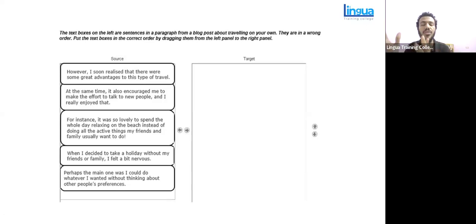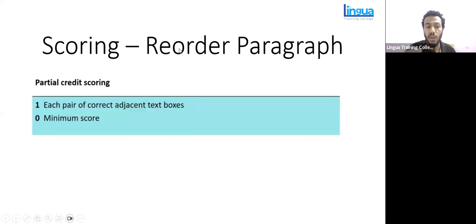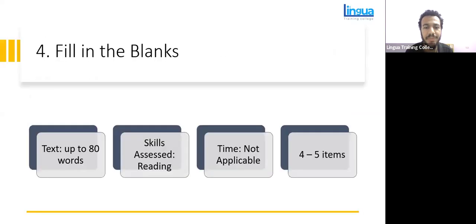After you answer, read it again. Make sure that it makes sense for you. The order makes sense. So the scoring here is 1 point for each pair of correct answers. So if you have 2 paragraphs put correctly right after each other, you take a point. If not, you get no point.